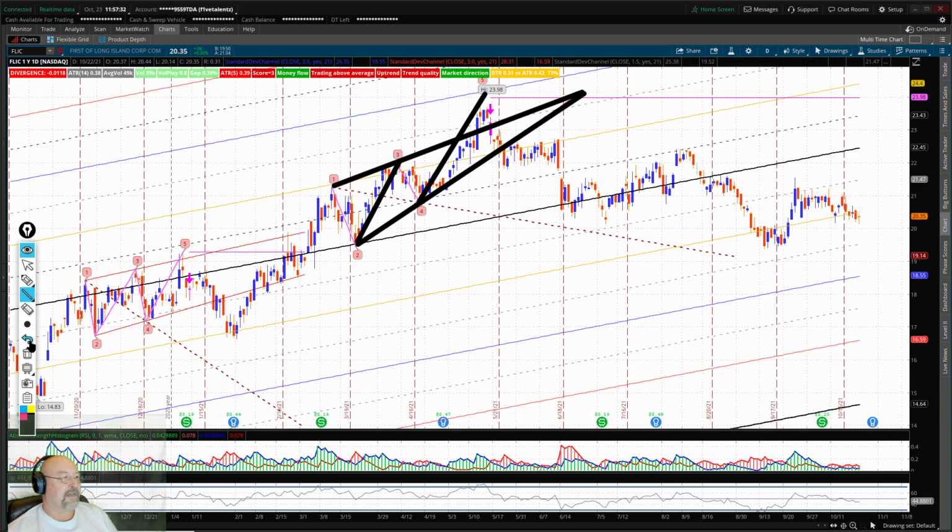So that's another rule. The next rule is it has to break this wedge. It has to come up. It's the rubber band effect. The farther this stretches up, the farther it's going to go down. So that's another rule.